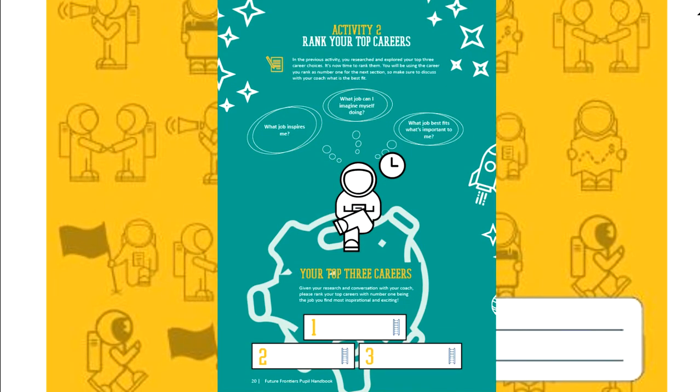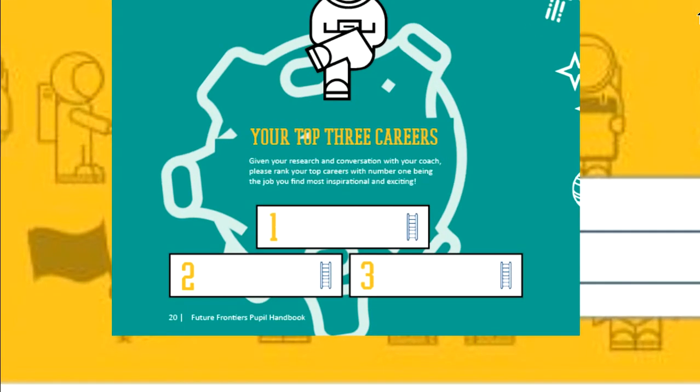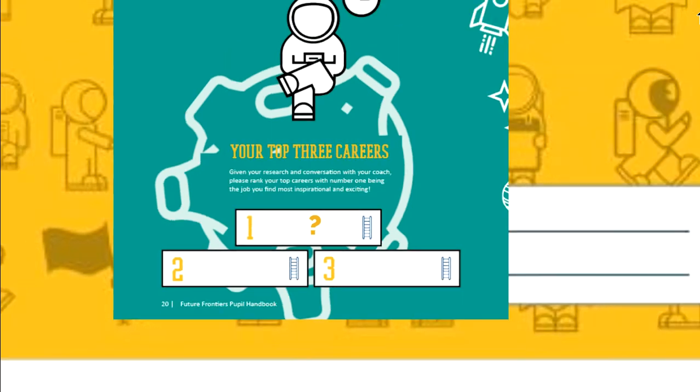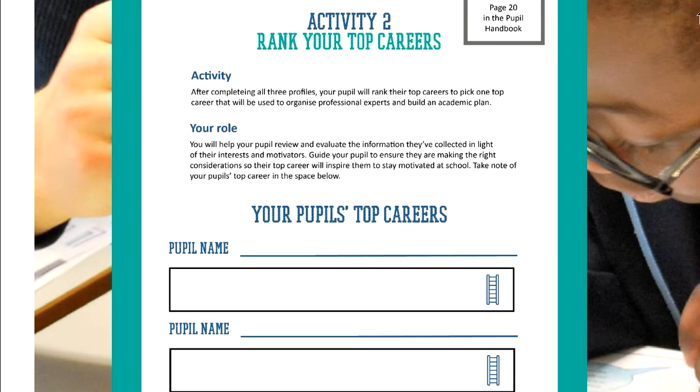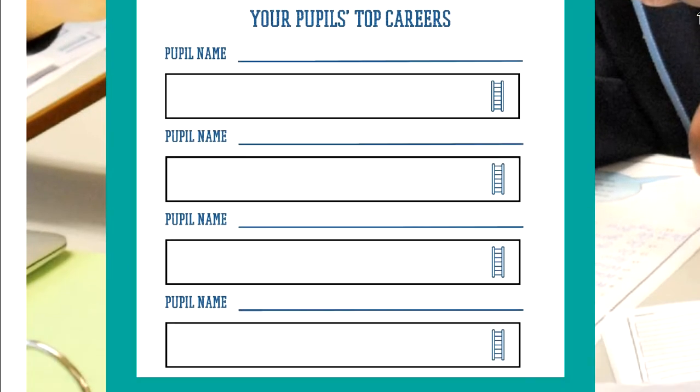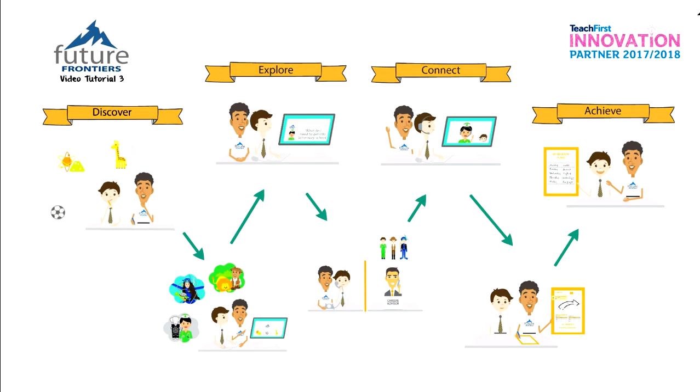At the end of that process, you've got to make sure that the pupil has identified at least one top career. That's the one that you're going to be focusing on and finding professional experts for them to call later on. In your coach handbook, you'll see there's space for you to write down the names of all the pupils that you have and each of their top careers. You may have 4, you may have 3, you may have 2, but make sure you get them down. So that's the Explore section in the first instance.